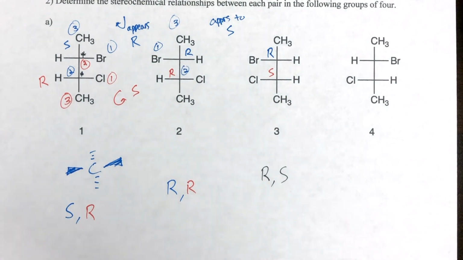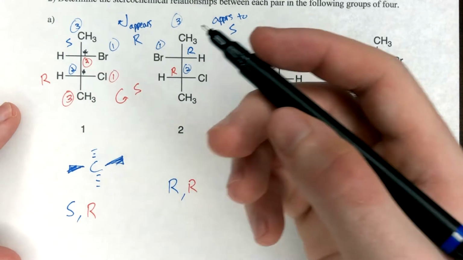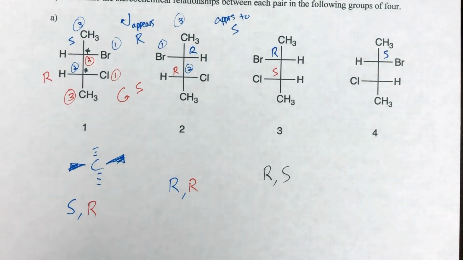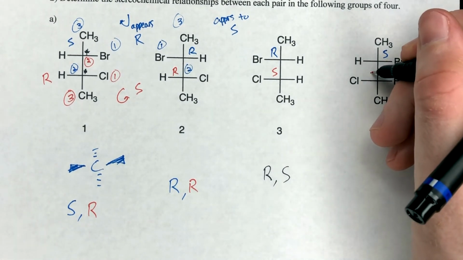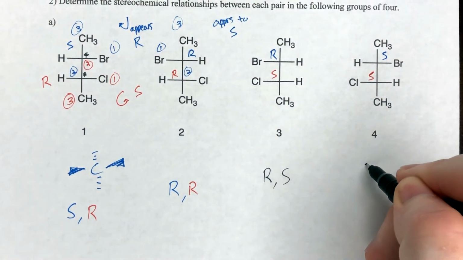Okay, now if we move to the next one, we need to compare where the bromine is. The bromine is in the same position, it's on the right as it was in the first one, so this is S. The chlorine is opposite, so this is also S. Right, so this is SS.